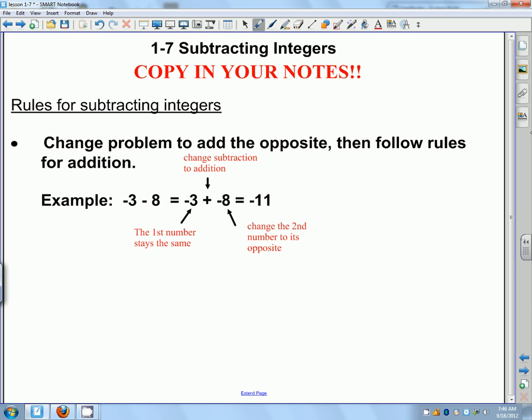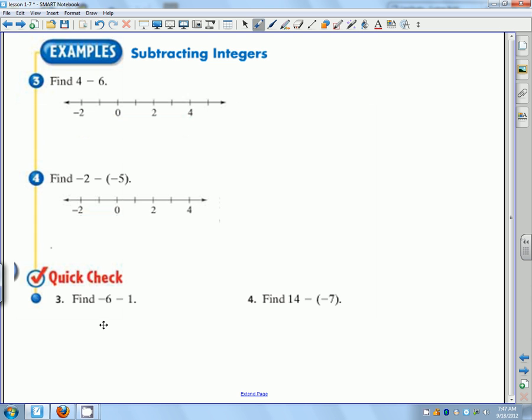All right, so the next main thing you need to put in your notes is subtracting integers. So subtracting integers, you have one main rule. It says change the problem to add the opposite, then follow the rules for addition. So if I have negative 3 minus 8, I'm going to change this to a plus, and then make this negative. So all I did was add a negative, and then I have a negative plus a negative, which makes a negative.